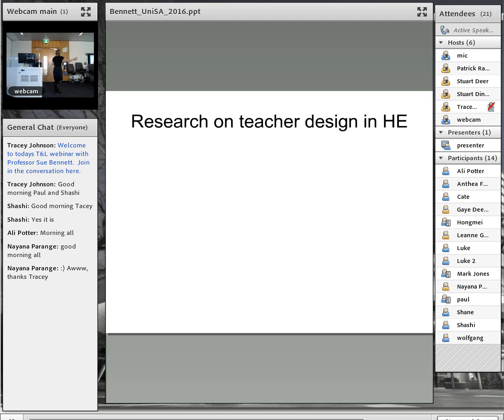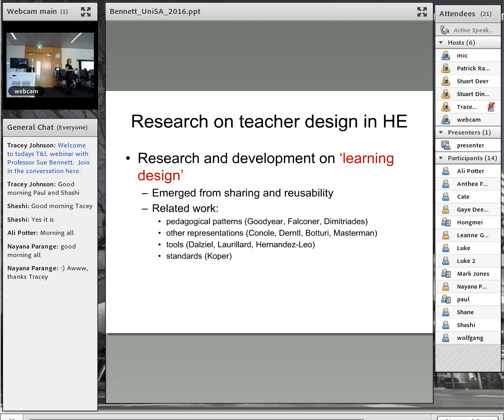Okay, so there's been a whole lot of research and development under this umbrella term, learning design, and probably many of you will be familiar with some of this. This sort of work actually emerged from educational technology, and it started out from a discussion about sharing and reusability. It started around learning objects, which is now getting on to about 15 years ago.